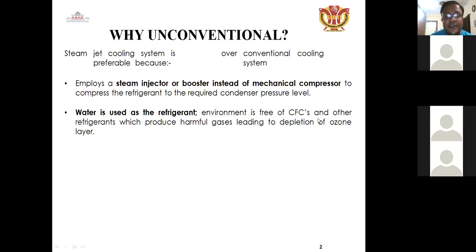Environment is free of CFC and other refrigerants which produce harmful gases leading to the depletion of the ozone layer. Already discussed, if CFC and other types of refrigerant are used in a refrigerator, there will be a chance of depleting the ozone layer through the exhausting of harmful gases. So that's why here water is used as a refrigerant, and this is free of cost, easily available.